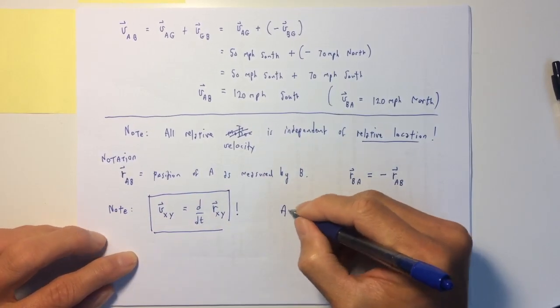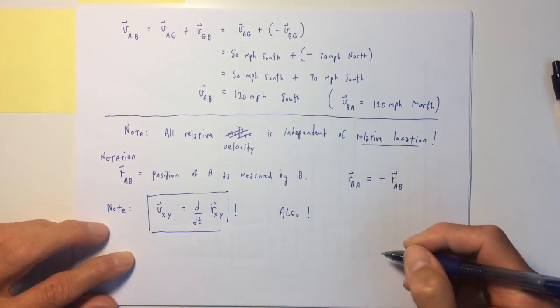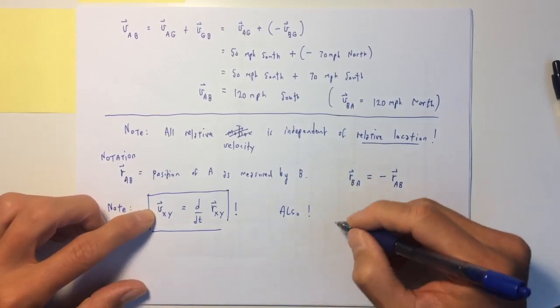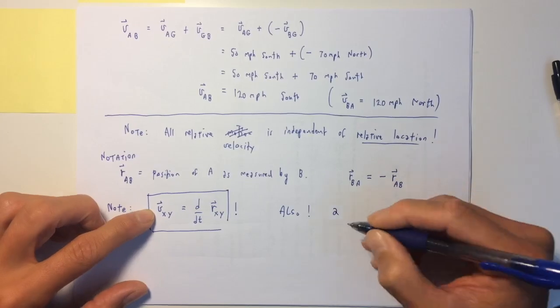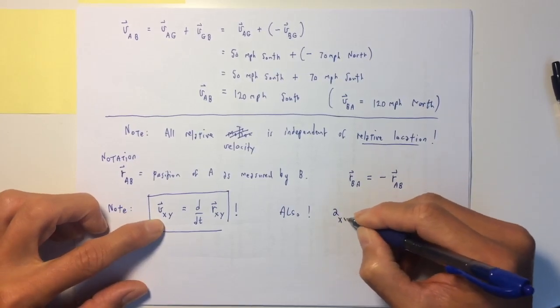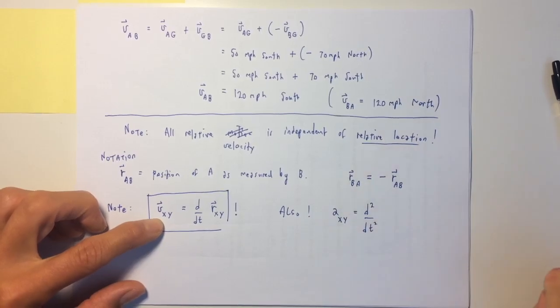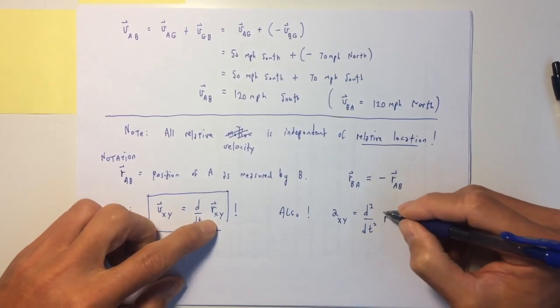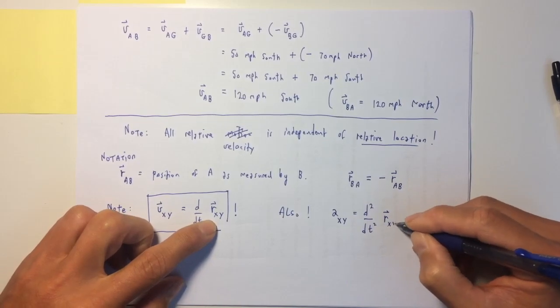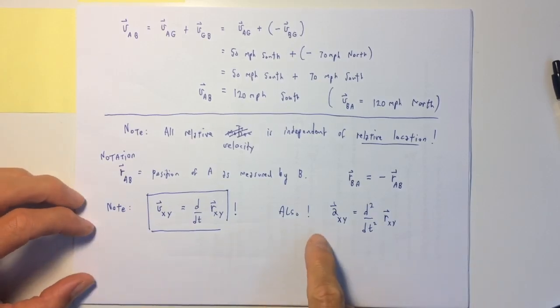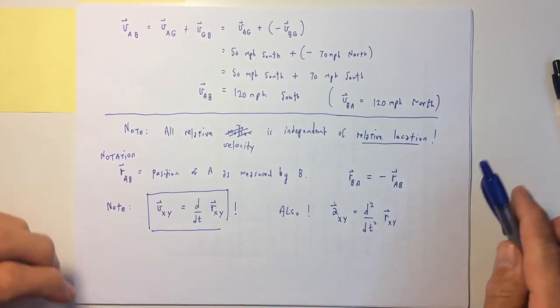And also note, what do you think is what I'm going to write down if I take two time derivatives? The acceleration of x relative to y is two time derivatives of the position of x relative to y. And of course, the acceleration vector, it is a vector. All right. So this is pretty cool.